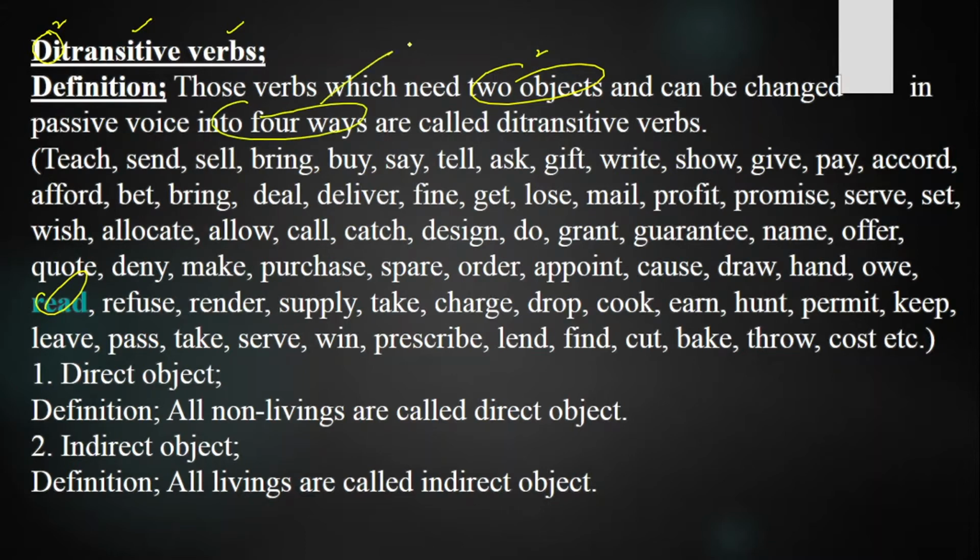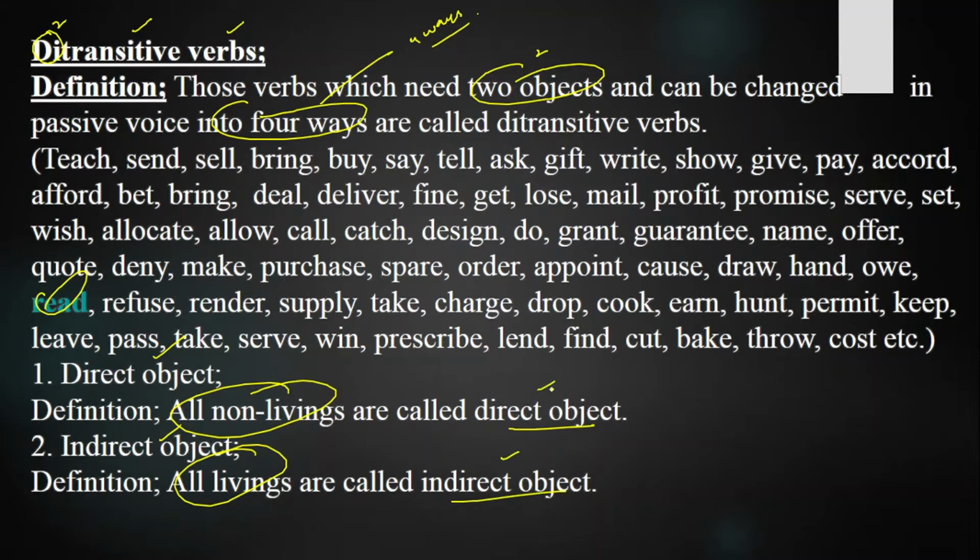And we can change them into passive voice in how many ways? 4 ways. They are called ditransitive verbs. Ditransitive verbs need two objects and can be changed into passive voice in 4 ways. And ditransitive verbs need one direct object and one indirect object. Direct object means all non-livings and indirect object means all livings. Clear? So this is what they need, two objects.